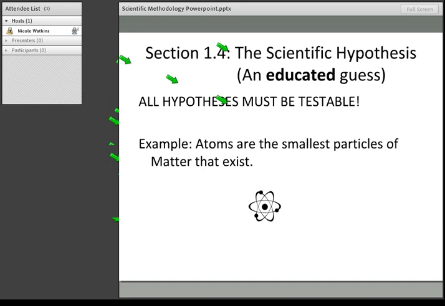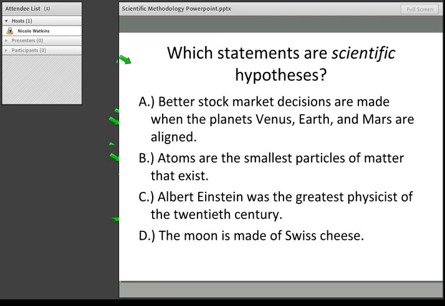Here's an example of what I mean by testable. Atoms are the smallest particles of matter that exist. Well, if you have sat in on my live webinar on matter or listened to the recorded chat on matter, you would know that matter is anything that has mass and takes up space. Matter is everything around you. And atoms are the basic units of matter. So we can test this. And how can we test this? By using a special electron microscope. And we can see that atoms are the smallest particles of matter that exist. So this could be considered a hypothesis.